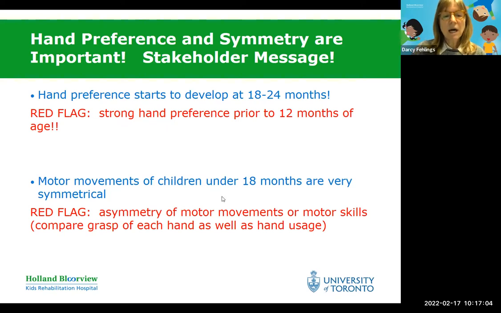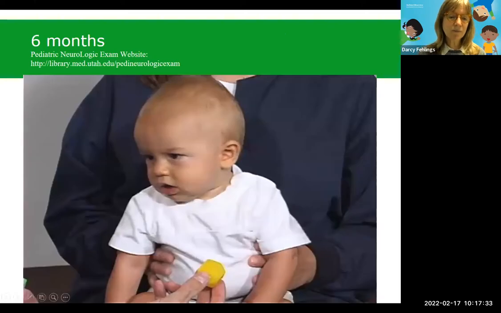The other thing that I want to highlight is that under 18 months, children's movement patterns are very symmetrical. So if you're observing the child moving and you're seeing a lot of asymmetry of motor movements or asymmetry of motor skills, so that difference between the pincer grasp on one side and the palmar grasp on the other side, that really should create a red flag for you and highlight that there is something going on with this child.